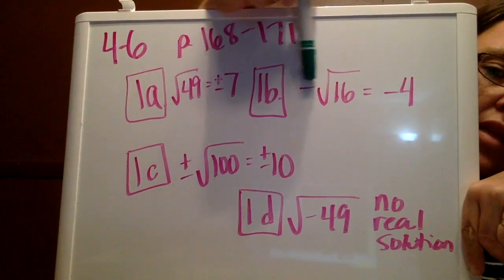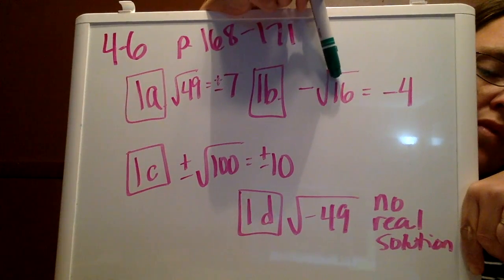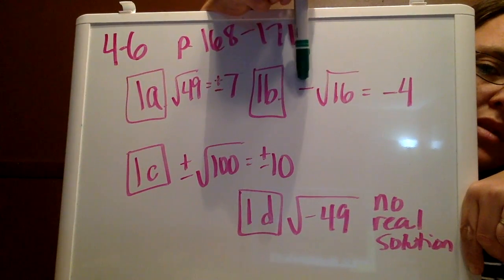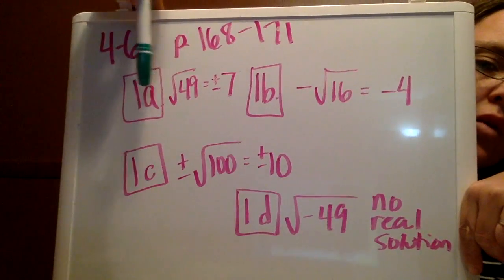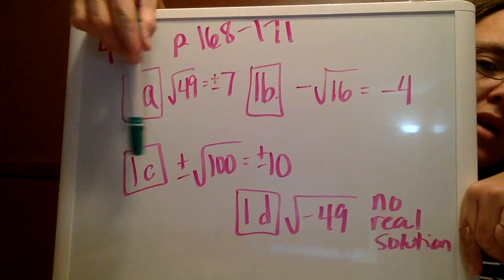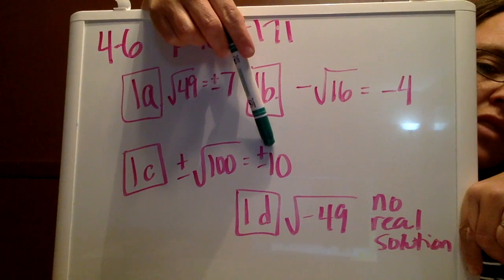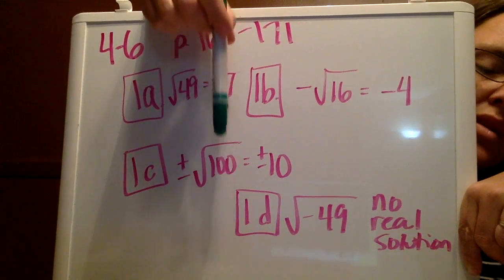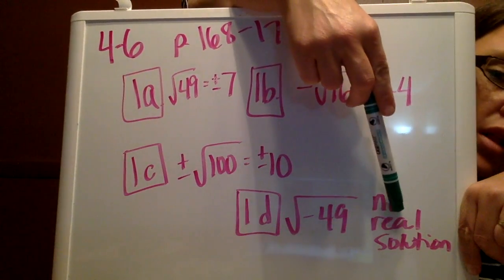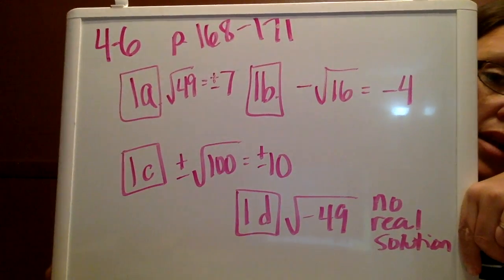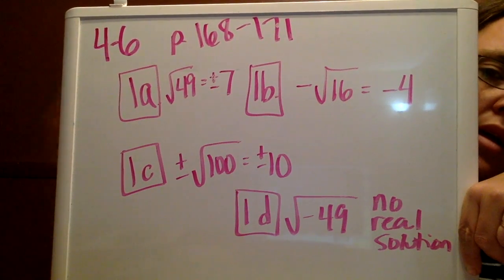For 1b, the negative sign is outside, so we're just going to take the opposite of whatever that answer is. So the opposite of the square root of 16 is negative 4. For letter 1c, because the plus or minus sign is included in front of the 100, we're going to put a plus and minus in front of the 10. And then notice on 1d, the square root of a negative number has no real solutions, but it doesn't say anything about imaginary solutions. So those are pretty straightforward on example 1.